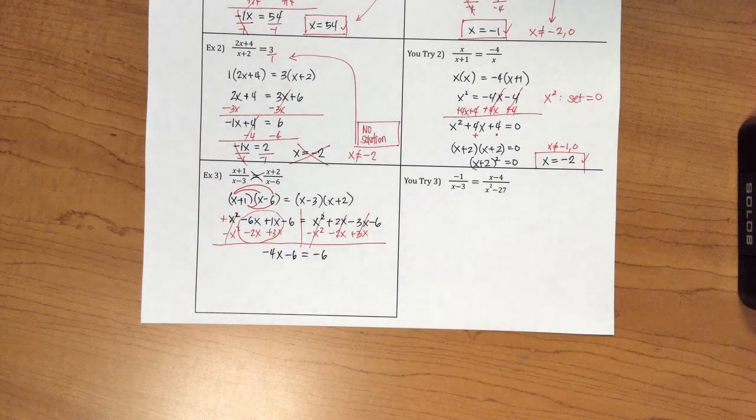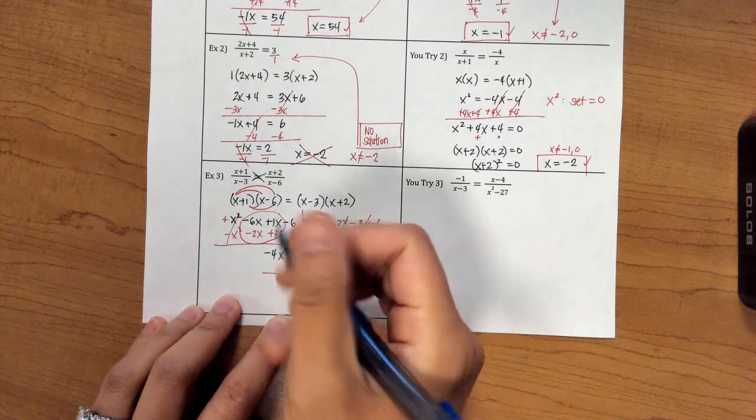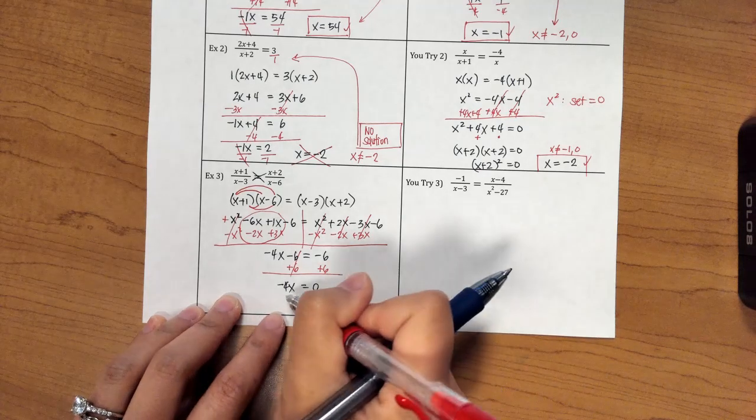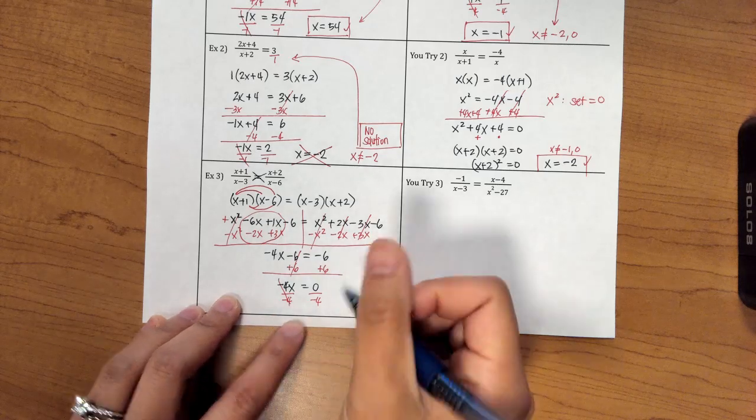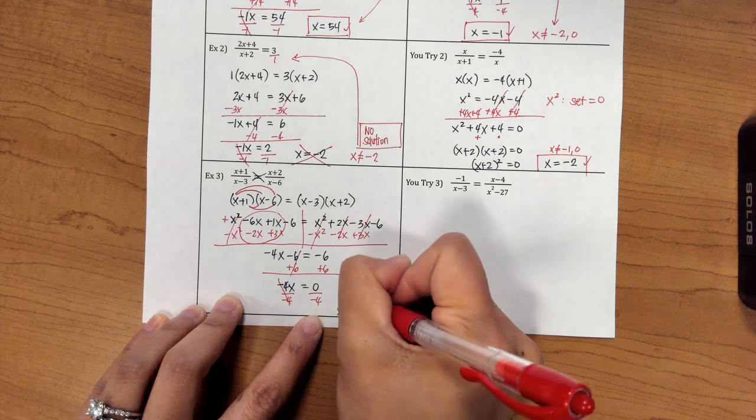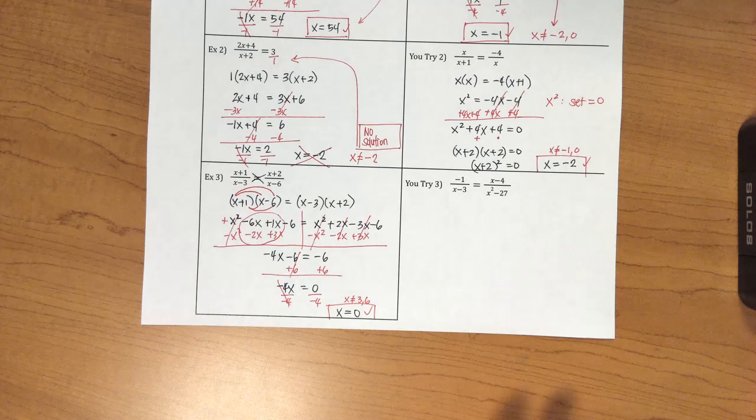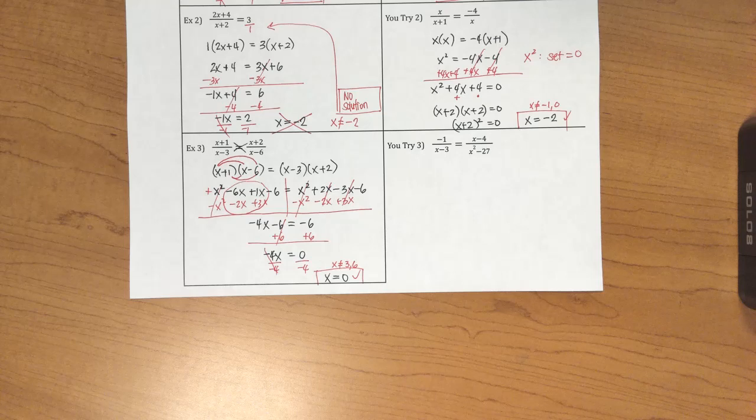Okay, and then now all I have to do is add 6 to both sides. Negative 4x equals, and that's also 0. Now, don't tell me this is no solution, because 0 divided by a number is allowed, and that gives me x equals 0. Okay, let's check our restrictions. X cannot equal 3 and 6, so we are good to go. Okay. Why don't you get started on the last problem, practice it, and let's see if you can get the same answer as me.